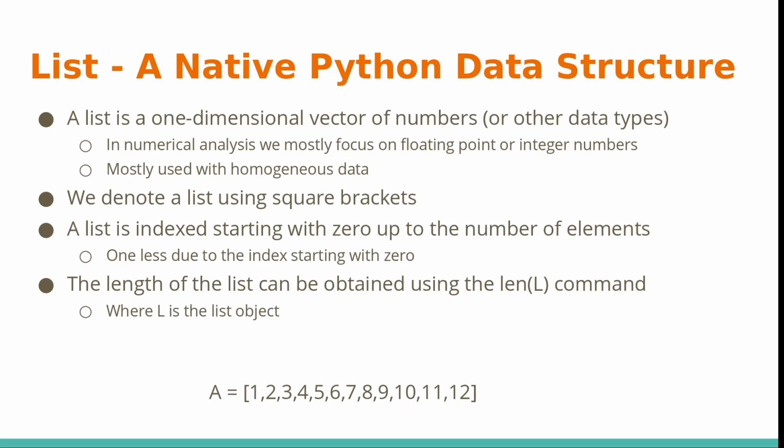We denote the list using square brackets, and then a list has a set of elements, and those elements are separated by commas. And a list also is indexed, starting with 0. So the first element of a list will have an index of 0, and the last element of a list will have an index that is 1 less than the length of that list. If you want to know the length of a list, you can use the len command in Python to get the length of the list.